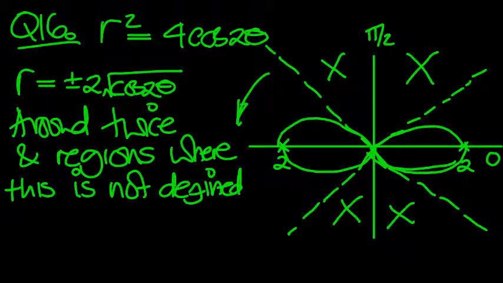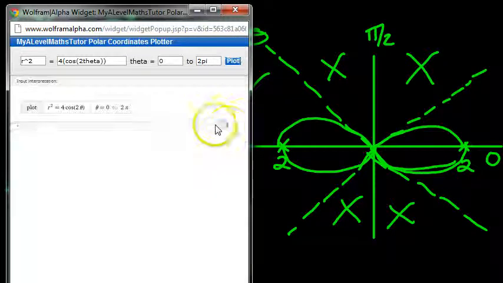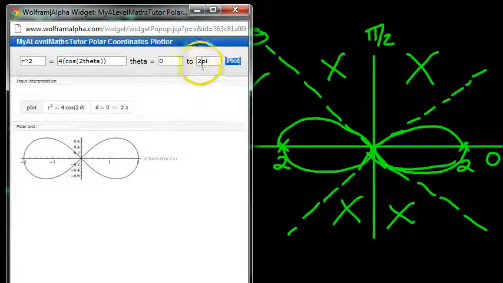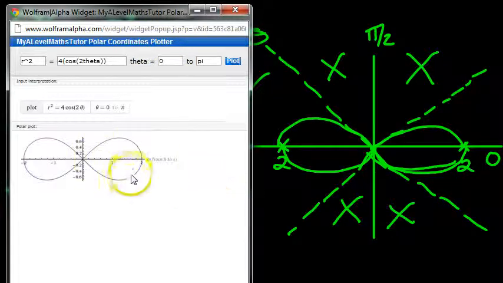Okay, let's do the plot then. So r squared equals 4 cos 2 theta. So we've almost got it there. I'll just put a 2 in there and that should sort it. And we're going to go from 0 to 2 pi. And just do the plot there and see what we get. Yeah, there we go. And 0 to pi will get the same, of course. So it seems to do it quite quickly. So there we go, same thing as well.